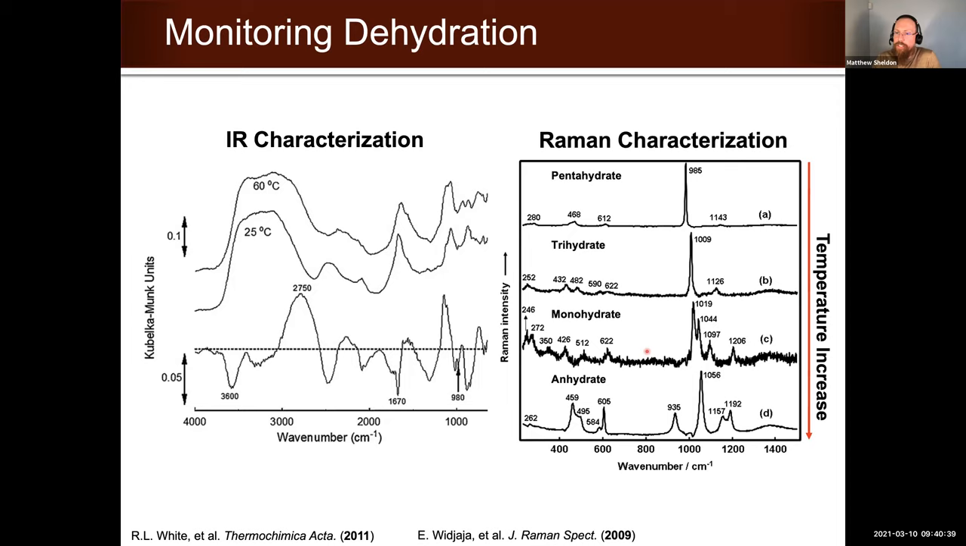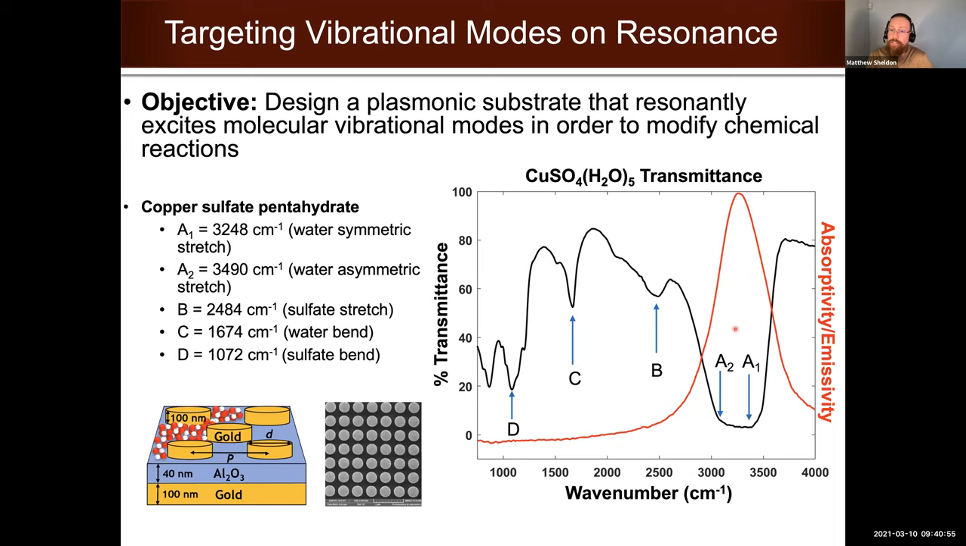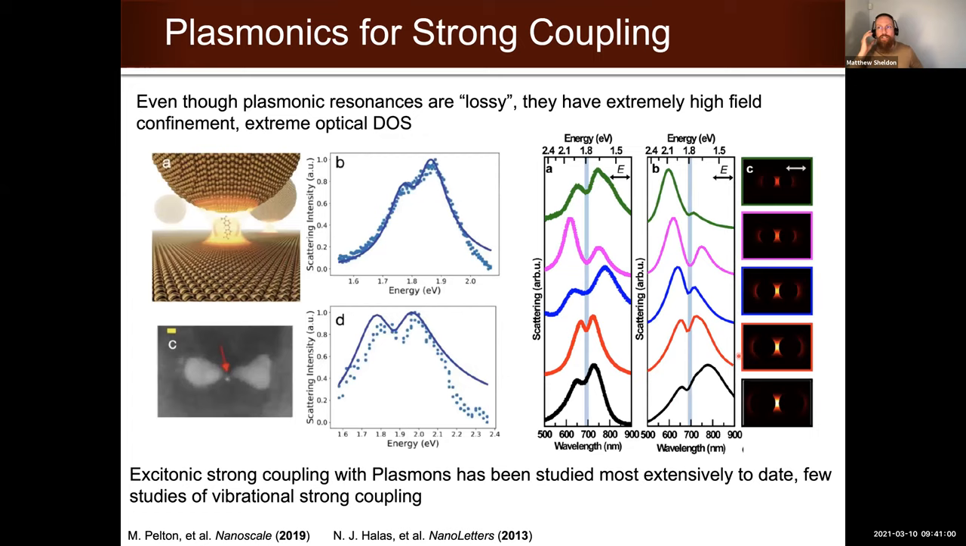And so we were thinking, hey, can we perturb or modify the temperatures at which these changes occur if we are resonantly interacting, not even necessarily strongly coupling, but just resonantly interacting with these different vibrational modes. We were not ignorant of the possibility that we could get strong coupling, but it seemed like a stretch to me before I knew what we were doing too carefully.